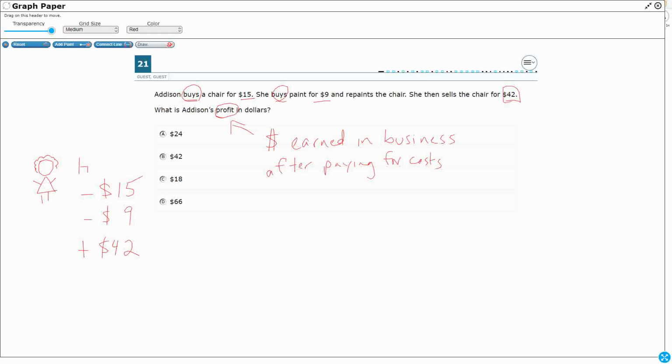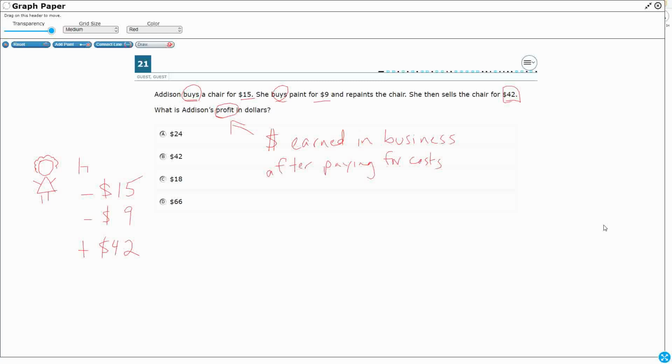So that's really what we're doing here. We're passing out $15 to buy the chair, passing out $9 to paint the chair. Now, we're not paying anyone to paint it, we're doing it ourselves. That doesn't cost any money, that just costs time, but we're also spending some time painting the chair with a $9 paint. Then we can sell it for 42.